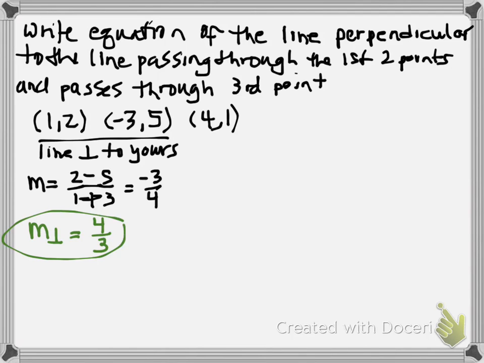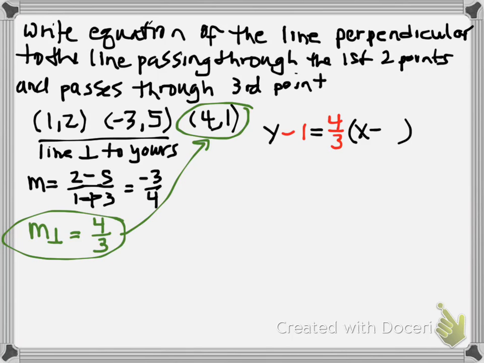So I'm going to take this slope and this point, and then we're going to write an equation with those 2. So y minus the y value of 1 is equal to the slope, which is 4/3, times the quantity x minus the x value, which is 4. And then we just do the math. Y minus 1 equals, distributing, 4/3 x minus 16/3.